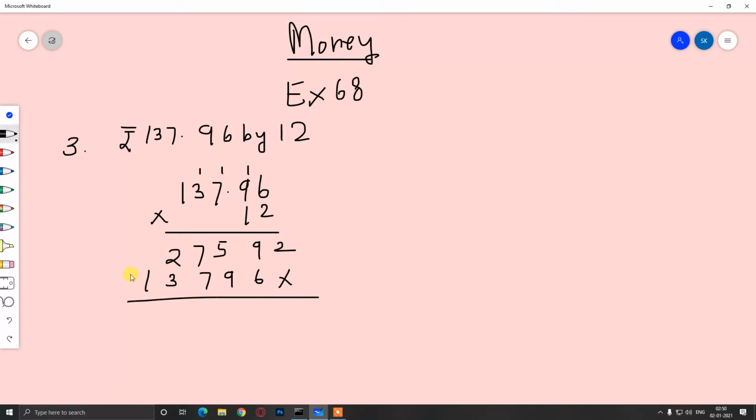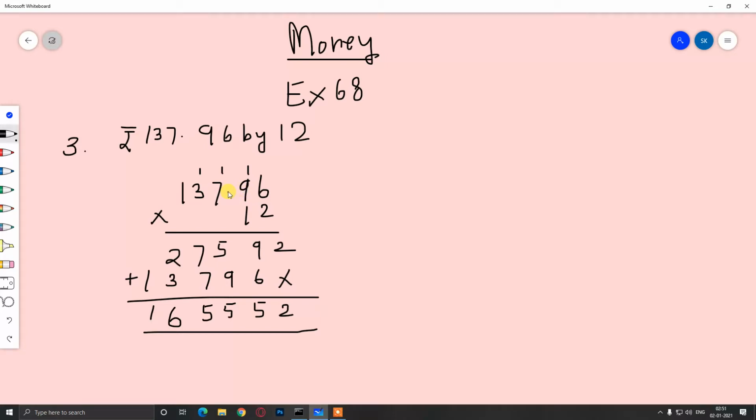Now we'll add this. So this will be 2, 9 plus 6 is 15, 15 plus 1, here also 15 will come, then again 1 carry, 7 7 14, 14 plus 1 is 15, again 1 carry, 3 plus 2 is 5, 5 plus 1 is 6, and 1. So now I just count the number of decimal places.